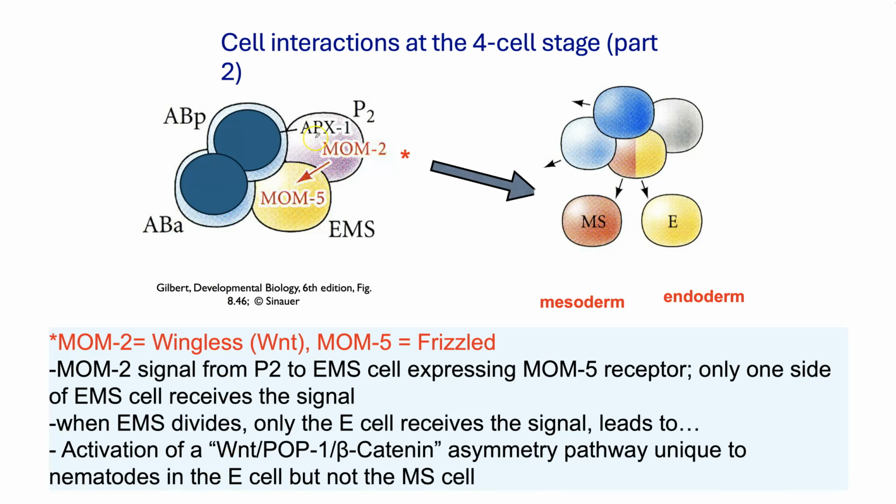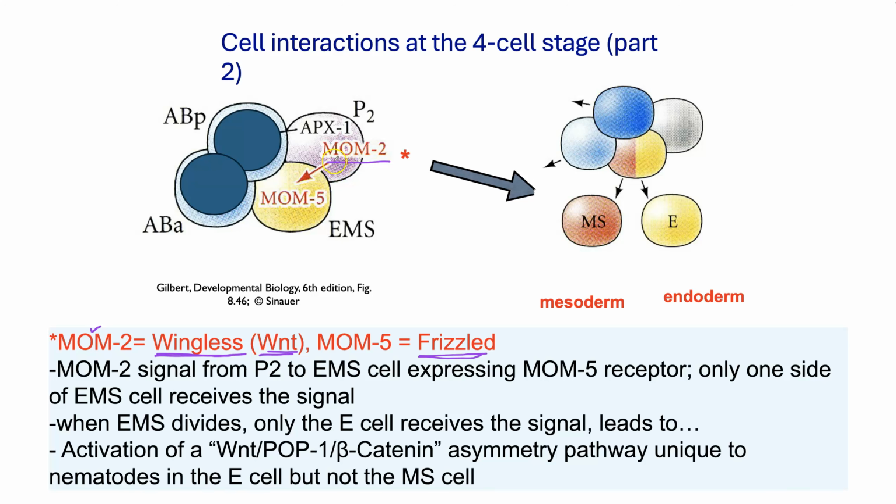Part two is that after P2 and EMS cells are formed, P2 is expressing MOM2, which turns out to be Wingless. Again, Wingless was named in flies, and it has to do with a role in wing development. Frizzled as well, named for a wing development phenotype. But in worms, it's called MOM2 because it was named after a worm phenotype before it was known that it was actually Wingless or Wnt. Wnt is the name in mammals and other vertebrates.